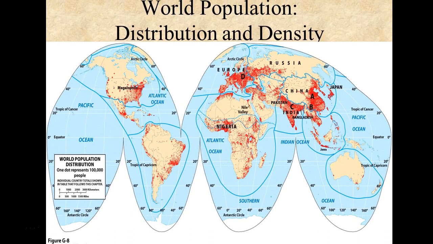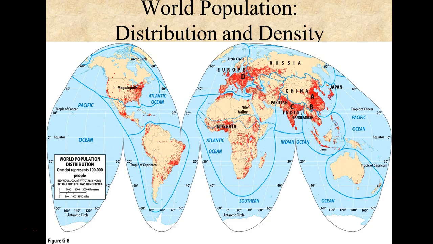Human population is unevenly distributed over the Earth's surface. Areas in red indicate areas of high population concentration. If one looks at South America, for example, it is clear that large areas of the continent are sparsely populated. Australia provides another striking example.